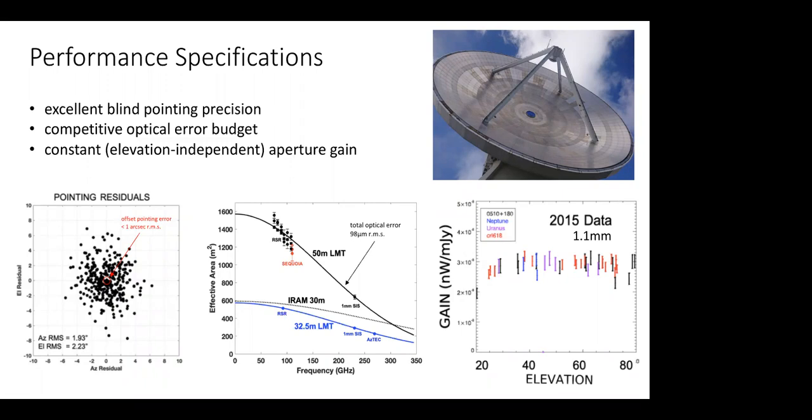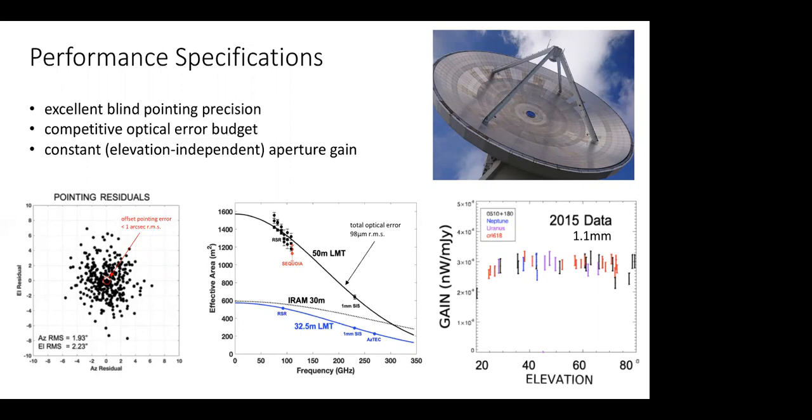The middle plot shows essentially the effective collecting area as a function of frequency, which folds in all the efficiencies and whatnot. We compared the effective area of the 50-meter LMT, as it is now, to a 30-meter, and you can see that at all wavelengths, we're roughly a factor of 2 better until we get to very high frequencies. And we actually have room to improve on that. So we'll continue to improve this plot as we move forward.